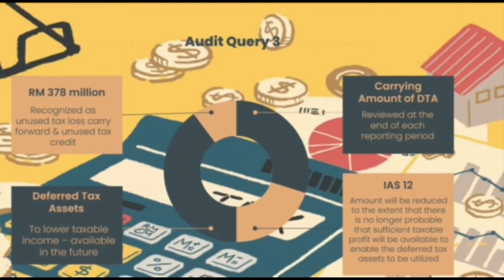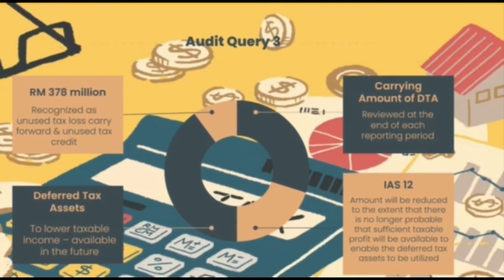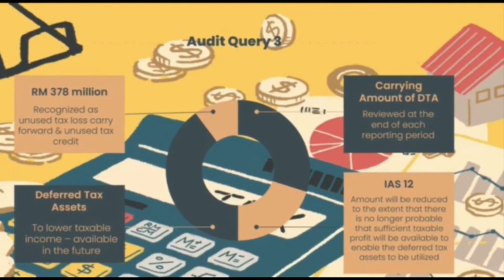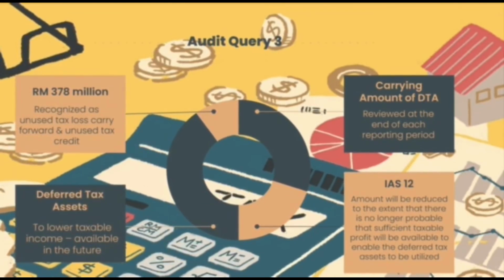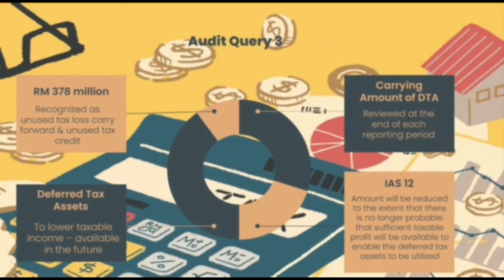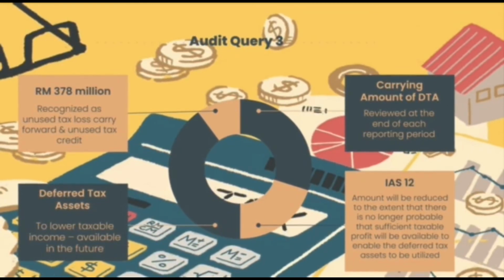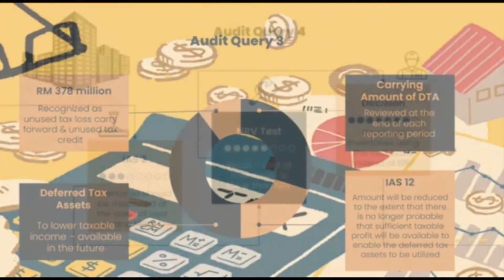The carrying amount of deferred tax asset will be reviewed at the end of each reporting period. However, the amount will be reduced to the extent that it is no longer probable that sufficient taxable profit will be available to enable the deferred tax asset to be utilized.